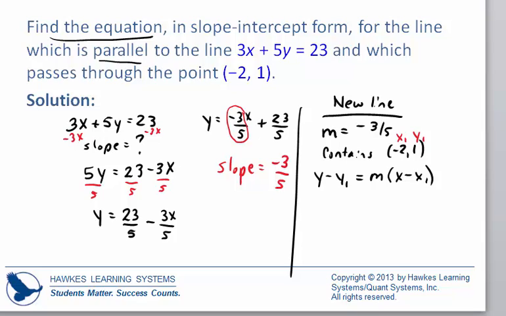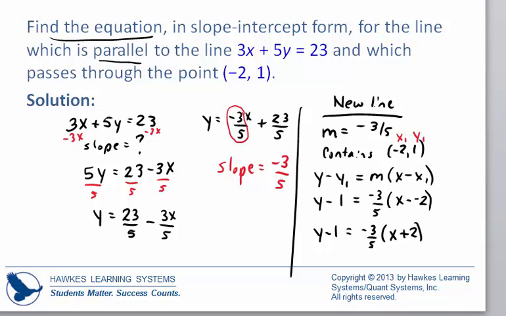So we actually have exactly what we need to write the equation. So let's plug in. In place of the y1, I'm going to put the 1. In place of the slope, I'm going to put the negative 3/5. And in place of the x1, I'm going to put the negative 2. All right, so we end up with, simplifying just a little bit, y minus 1 is equal to negative 3/5, and in parentheses, x plus 2. That subtraction and that negative make a plus.